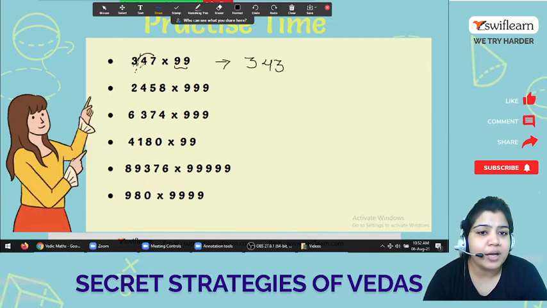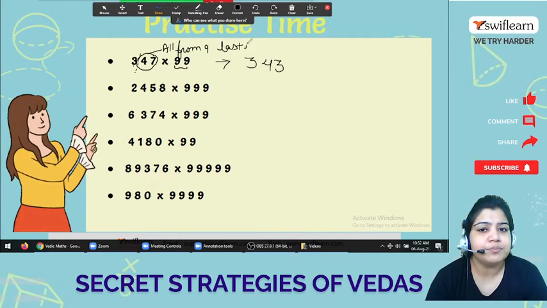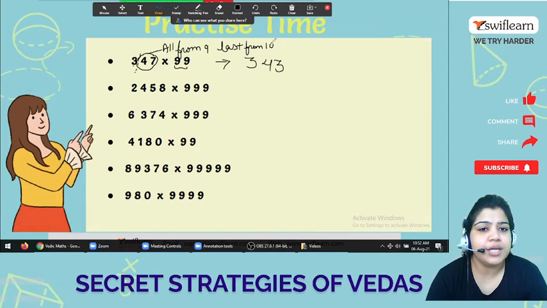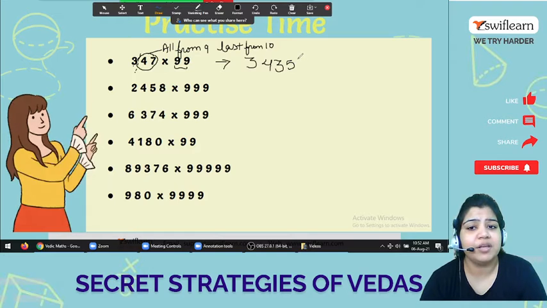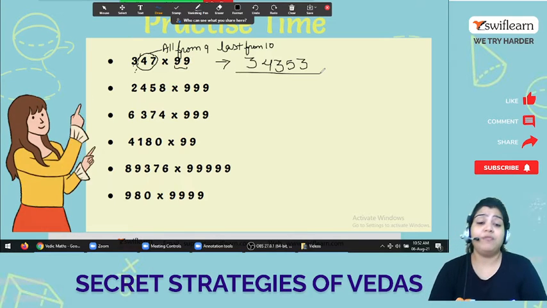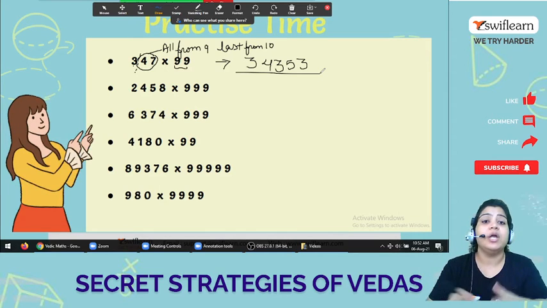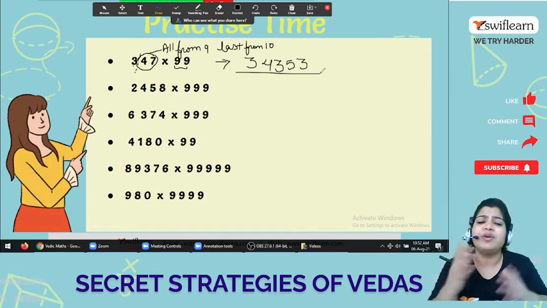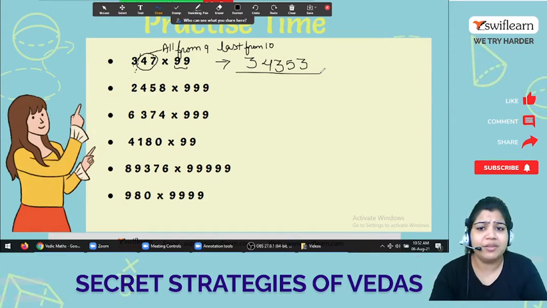And for this part I am going to apply all from 9, last from 10. Yes, so 9 minus 4 is 5 and 10 minus 7 is 3. And see, if you are going to do this question by multiplying 100 minus 1, or 9 into 7, 9 into 4, it takes a lot of time. See here, without any multiplication and all these things, I did this question.